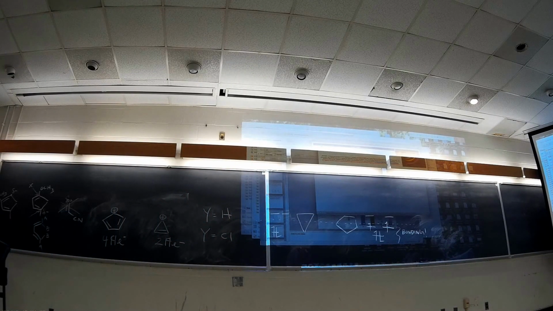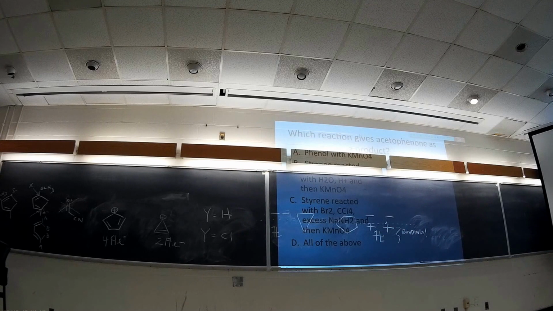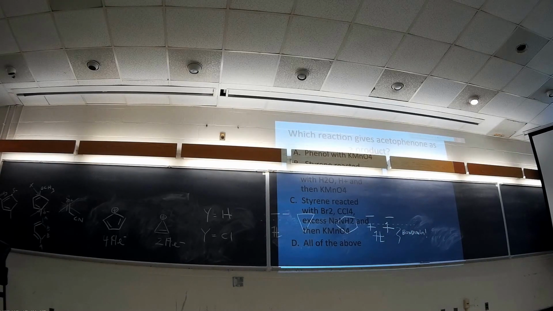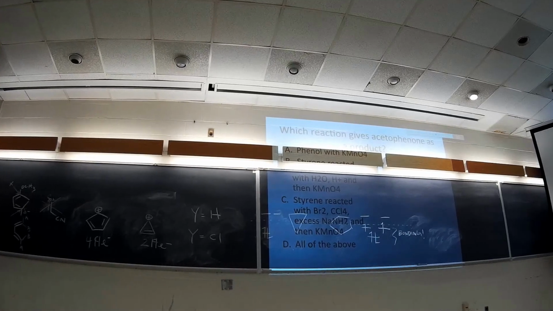So, we keep going here. All right, which reaction gives acetophenone as a product? Phenol with KMnO4, styrene reacted with H2O2, H plus and KMnO4, or styrene reacted with Br2, excess NH2, and then KMnO4.